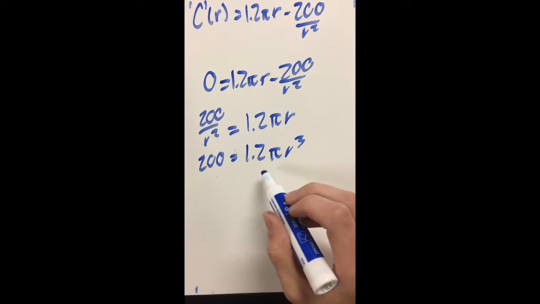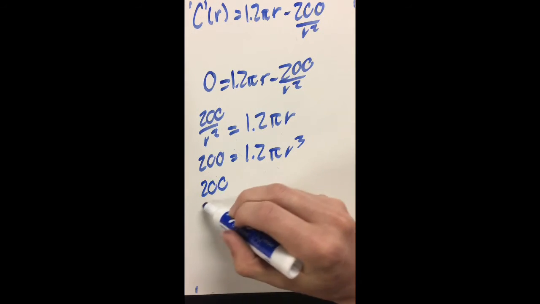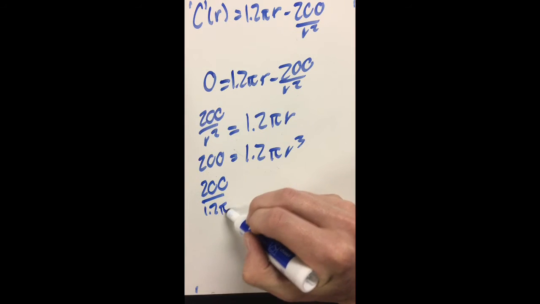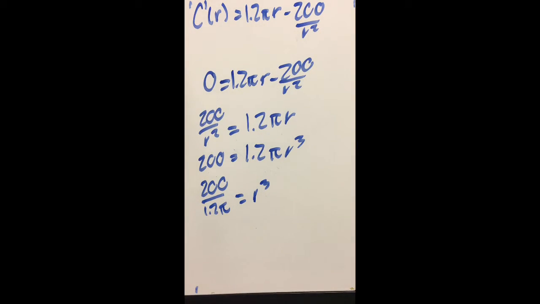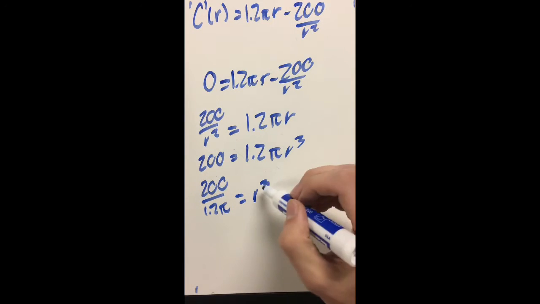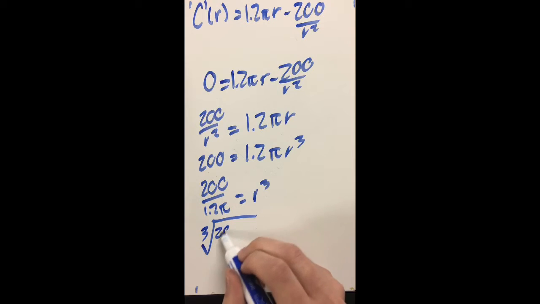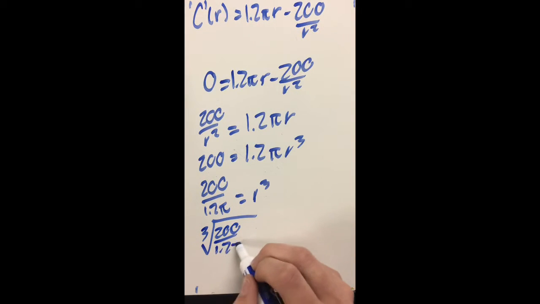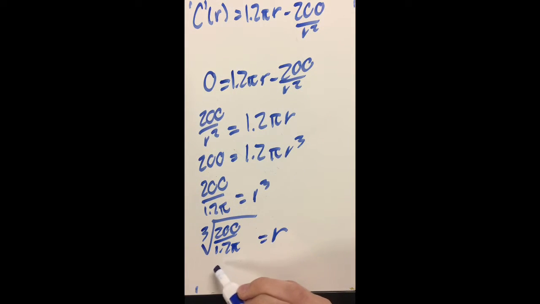And then we're going to divide 200 by 1.2 pi. So 200 over 1.2 pi is equal to r cubed. And then we want to take the cube root to get rid of this exponent. So the cube root of 200 over 1.2 pi is equal to the radius of the can. Consult the calculator, and we get approximately 3.76 is the radius.